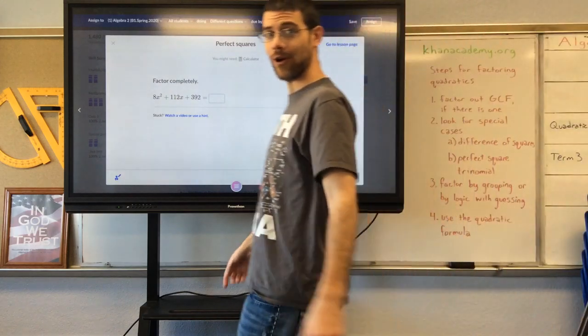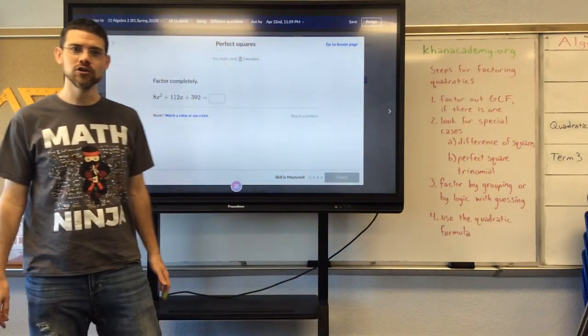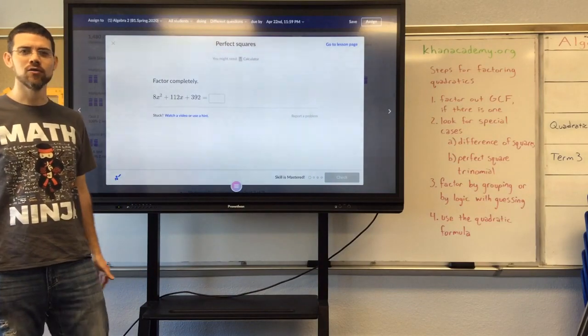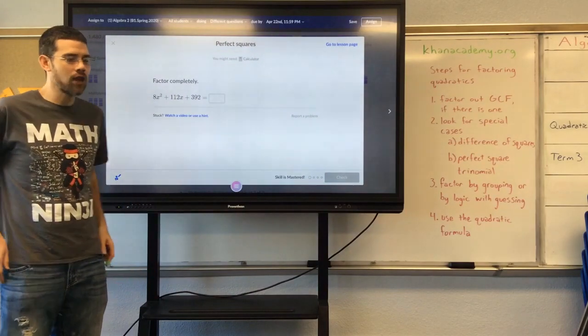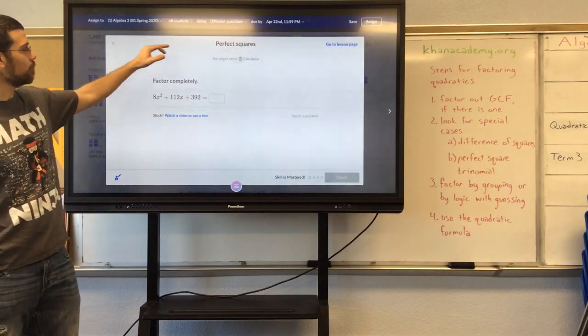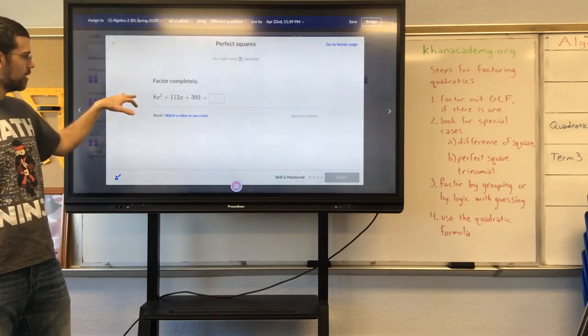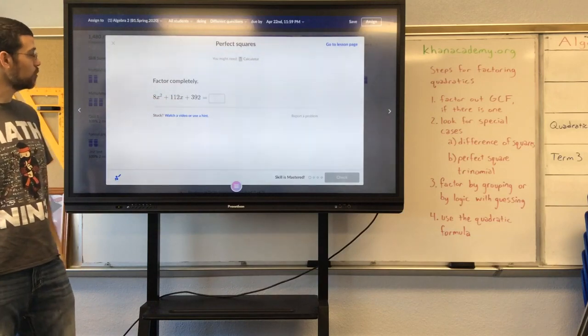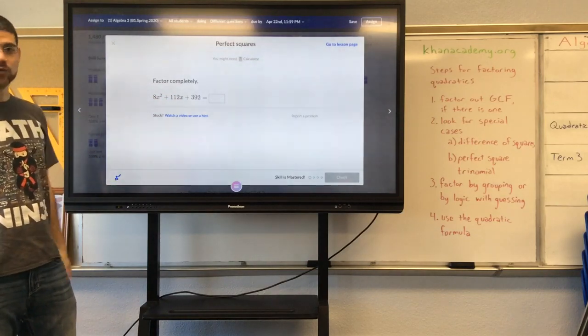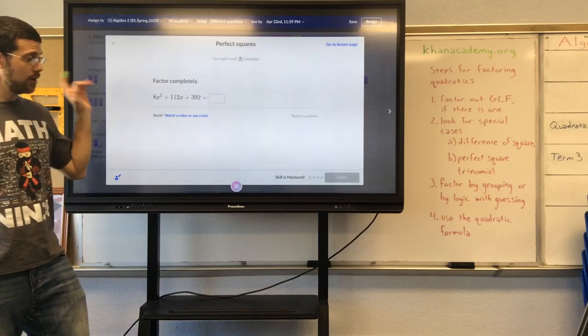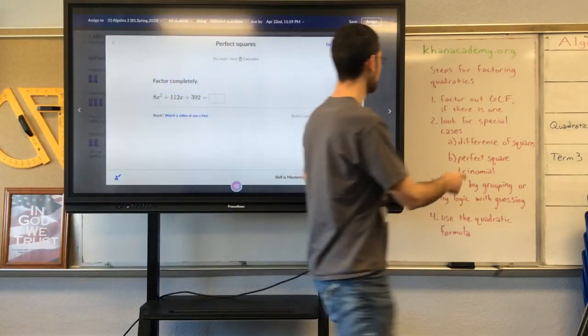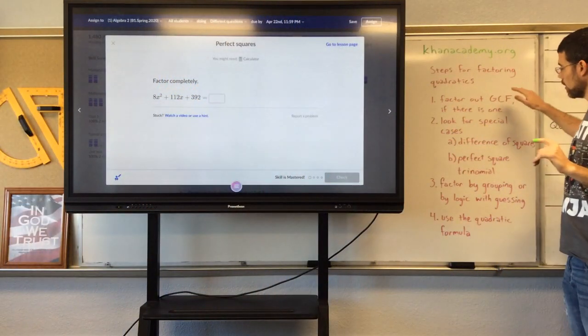Welcome back. We are in Khan Academy in Algebra 1 in the unit Quadratics Multiplying and Factoring. And so we are up to perfect squares, and we're going to factor this perfect square trinomial completely. The title gives away that it's a perfect square, but I just want to point out that what we're going to do is take these steps.